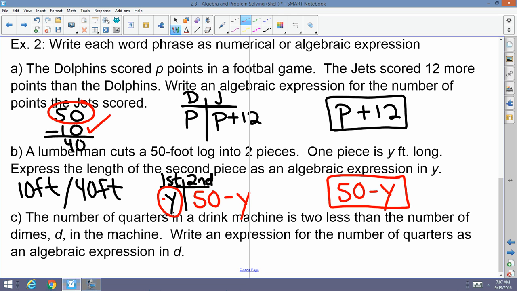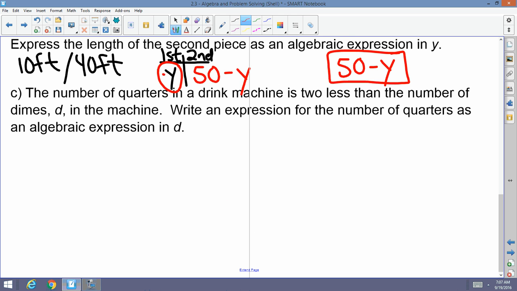Again, I don't want to be a broken record, but these tables are key. They're clutch. They really help you out.